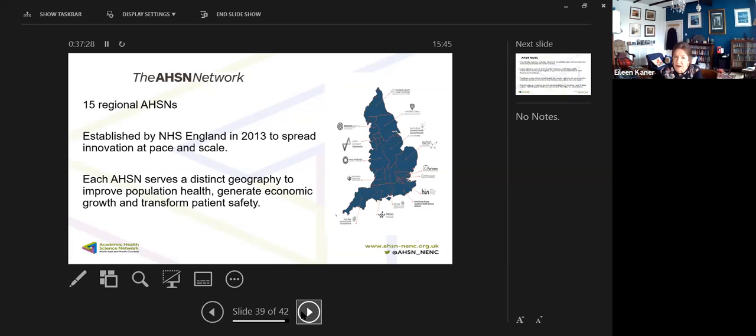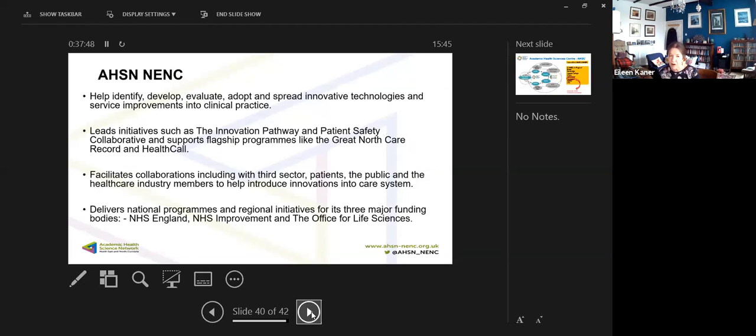The AHSNs were set up in 2013, and each one is meant to serve its region, and it's meant to think about what is needed to improve population health, but to generate economic growth and to make sure that we engage with businesses, but do that safely so that patients can benefit from innovations that businesses are developing. So the AHSNs try and identify and develop and evaluate new technologies and different ways of delivering care in the health and social care system.